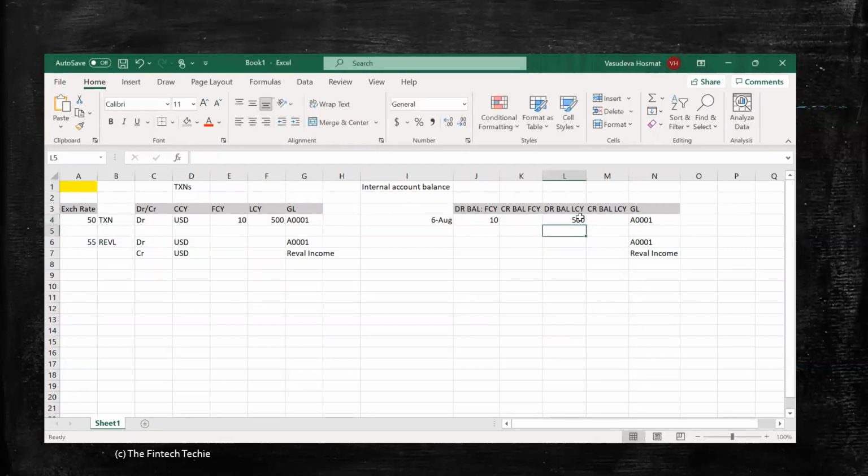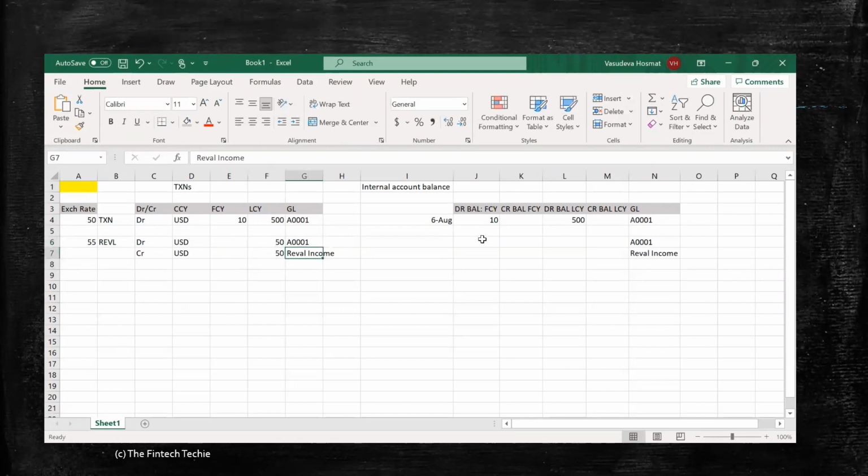Now, what happens if the exchange rate increases from 50 to 55? The balance of 500 for the 10 USD is no longer 500, but it will become 550. So what it means is that your previous asset balance, which was 500 LCY, will increase by 5 per dollar. 5 into 10 is 50. So your debit balance increases by 50, which means it's a credit to your income of 50.